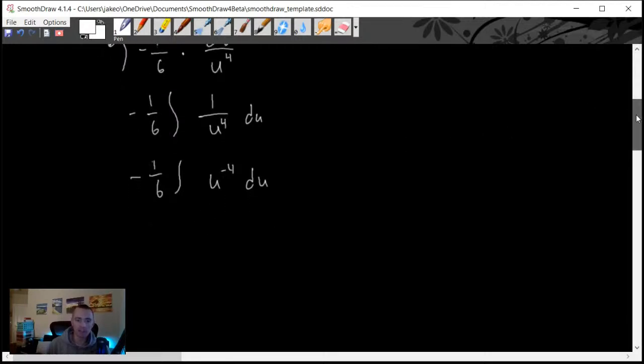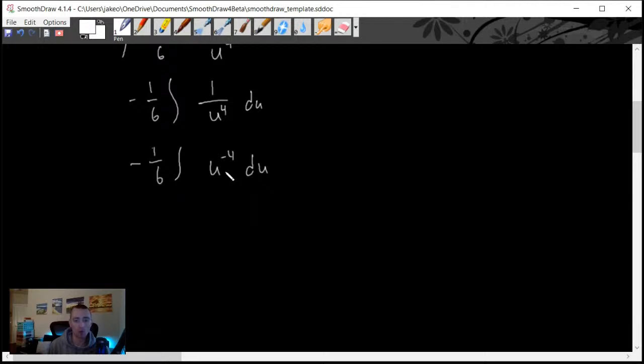The reason why that's easier is now we have this in a form where we can actually just use the power rule to evaluate it. The power rule for integration just says that we're going to raise our power by 1. Negative 4 plus 1 is negative 3, and then divide by our new power. So this is going to be the antiderivative of u to the negative 4, which means at this point, we have actually evaluated the integral.